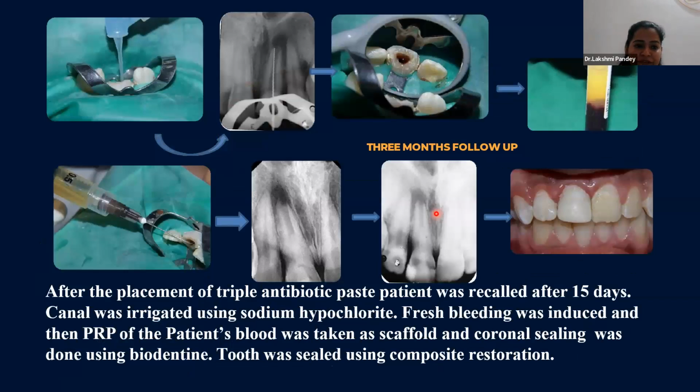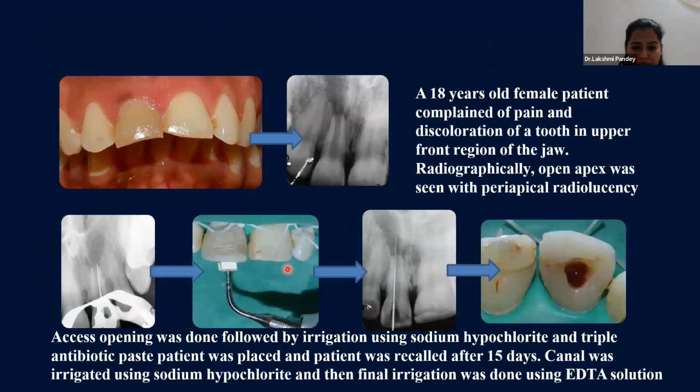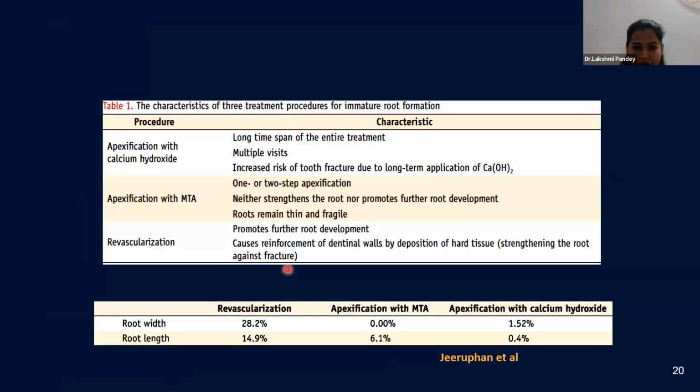And then here, the scaffold which I used was PRP. So the PRP played a very important role, and the fresh bleeding. So these two played a very important role for the regeneration of the cells. Next, let's talk about the characteristics of the three treatment procedures for immature teeth. I have already explained the apexification by MTA, and the revascularization. The study was done by Jurupan, in which he found the width and the length increased by 28% and 14%, whereas in apexification with calcium hydroxide, there were not much root length changes seen.